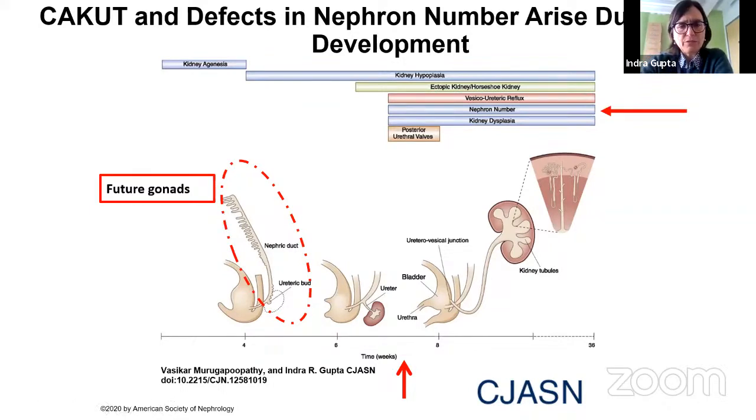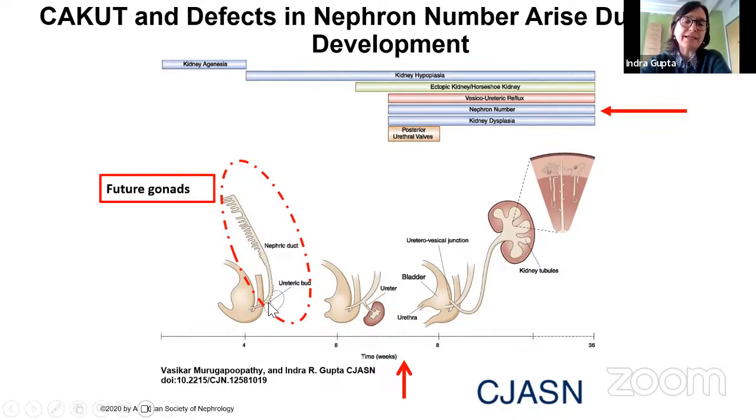The other issue I want to bring to your attention is that this primordial tissue, which gives rise to both the future kidney and the urinary tract, is also giving rise to the future gonads. So we always need to be cognizant of the fact that in patients with CAKUT, there may be associated sex duct defects or uterine defects, and that needs to be considered.